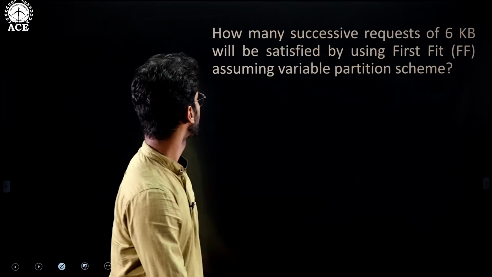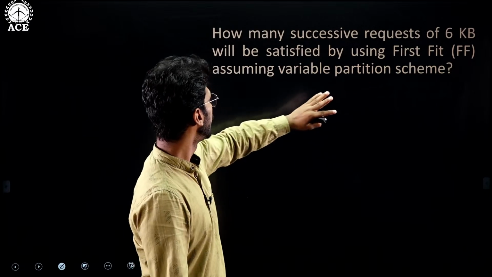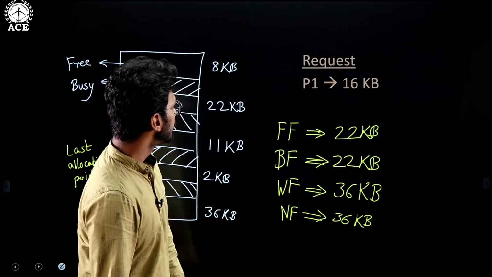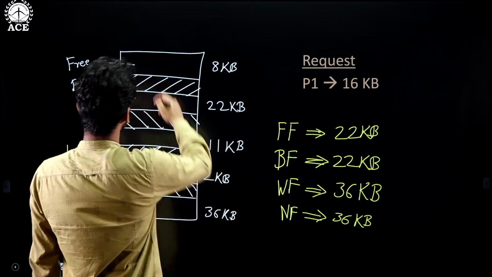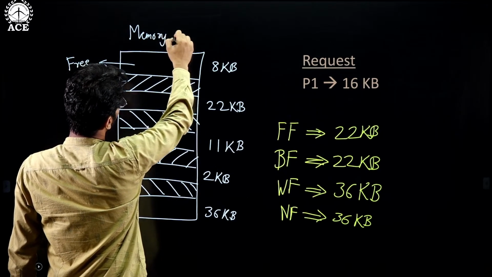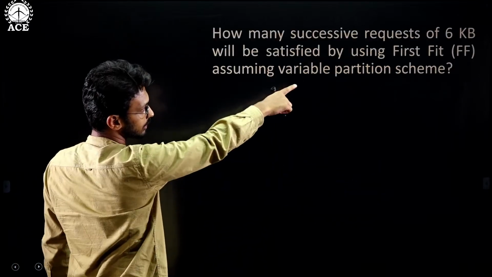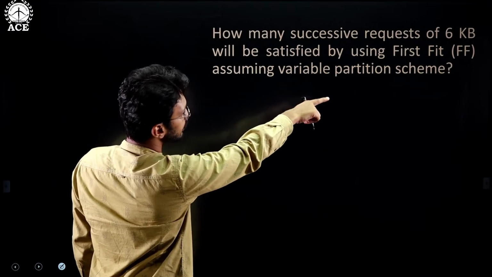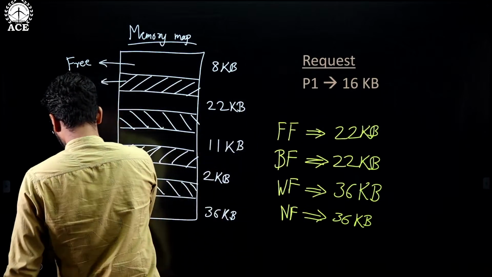Let's see next one. How many successive requests of 6 KB will be satisfied by using first fit, assuming variable partition scheme? See, very easy. 6 KB request, how many can be satisfied? You refer to the same memory map, okay? Consider this memory map for this question also. Now, how many successive requests of 6 KB will be satisfied by using first fit, assuming variable partition scheme? See, how many 6 KB processes can be satisfied here?